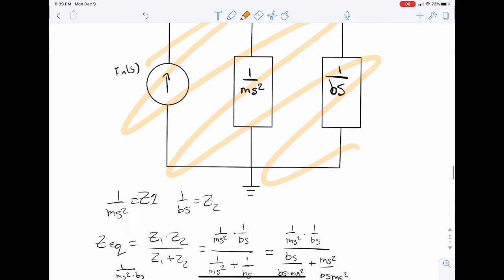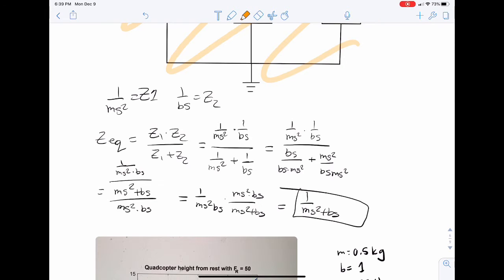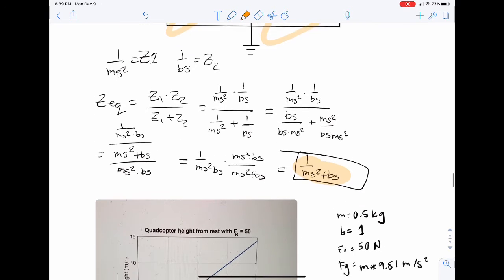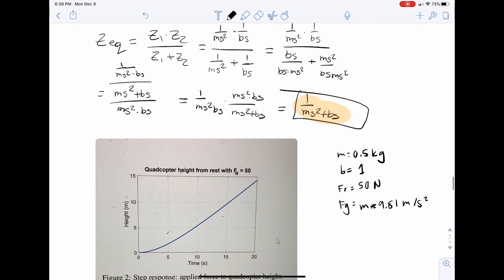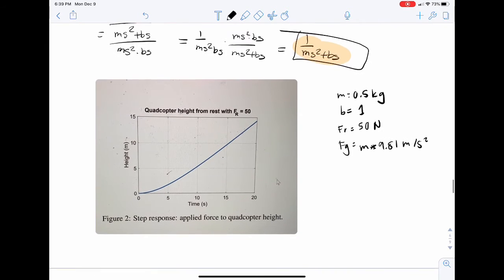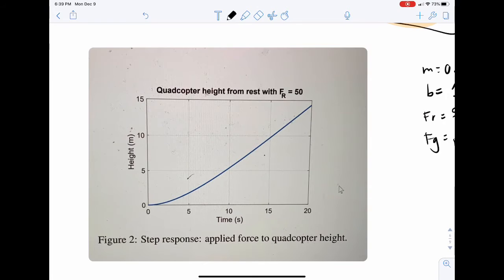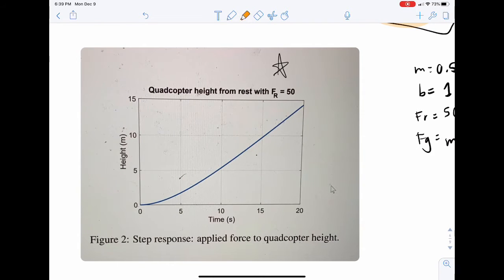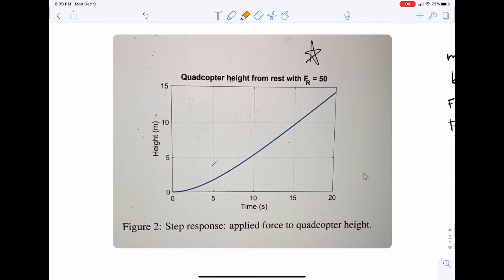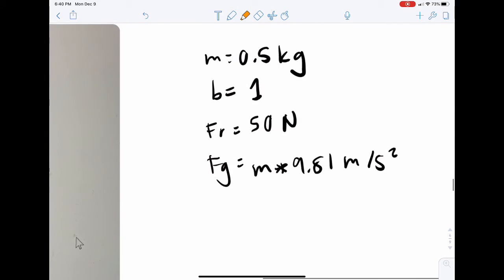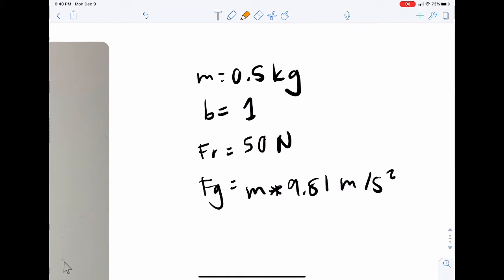From here, we can simplify it down by using some algebra, and we get the transfer function of 1 over ms² + bs. M in this case stands for the mass of the UAV, and B is our damping ratio. From there, we can get a step response, which relates applied force to quadcopter height, which should look like this. Although we used the transfer function 1/(ms² + bs) to actually get this step response, in our case, we're going to use these values to show what our UAV will be like.